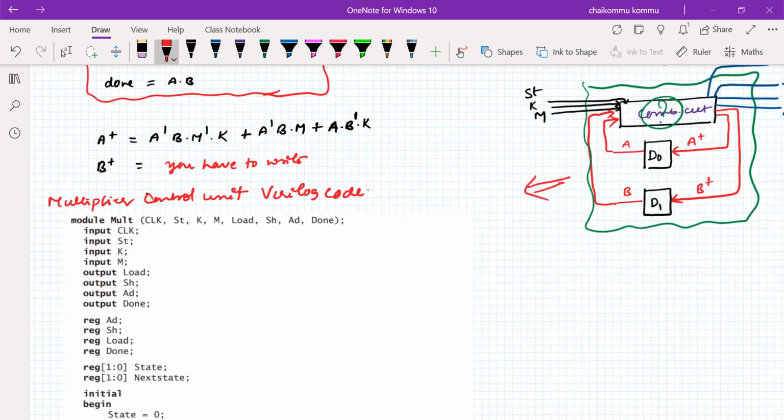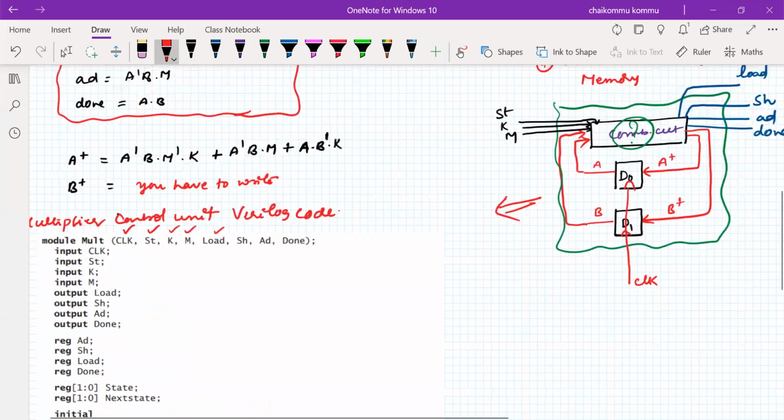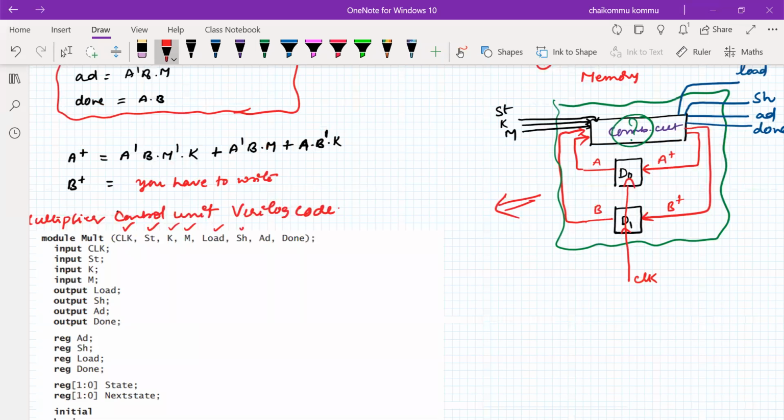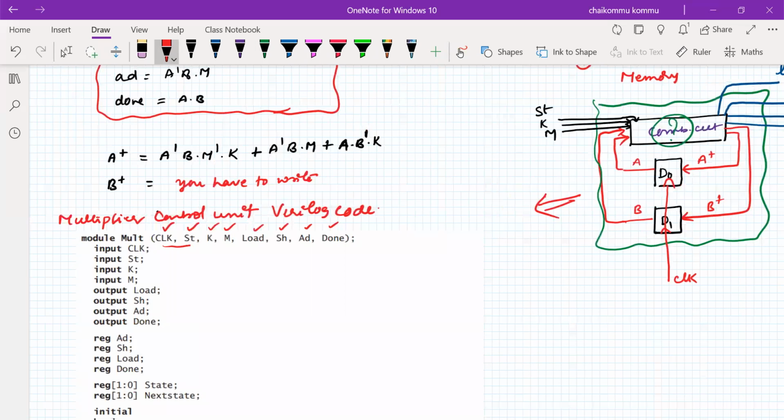Okay, so what are the inputs we have? Of course there is a clock available for everything. Forget about the reset signal for the time being; only the clock is available. So the clock is available, ST, K, M, load. What are the outputs? SH, load, SH, add, done. Clear? That much is understood? So we are taking this diagram.